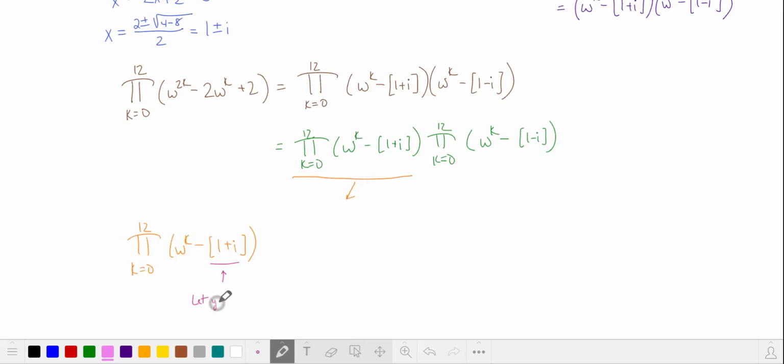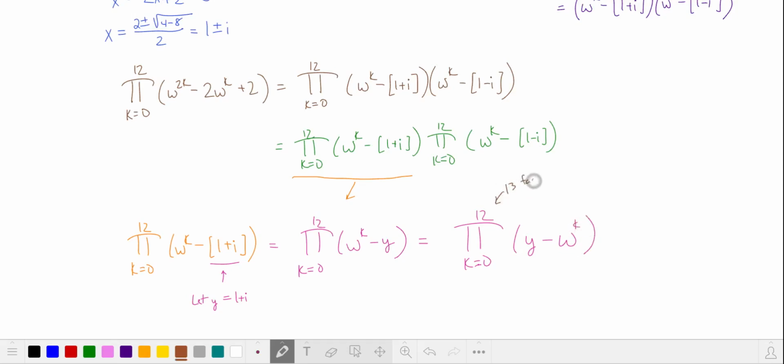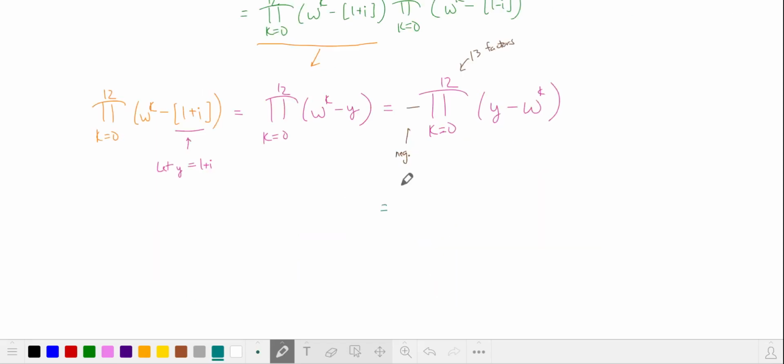We'll let y be equal to 1 plus i and rewrite it. I'm going to reverse the order of these terms as y minus omega to the k power. We have 13 factors in our product multiplied by negative 1, which means we're going to have an extra negative outside of this product. We'll expand this product, leaving the negative on the outside. This is for k equals 0, k equals 1, and so on.